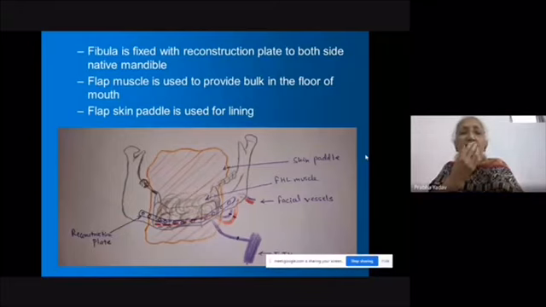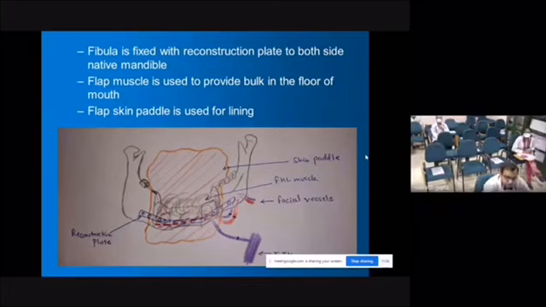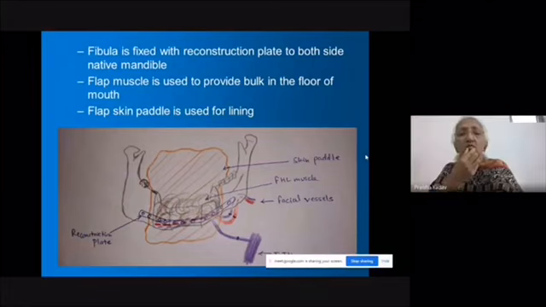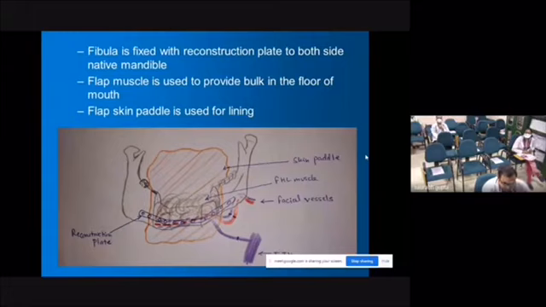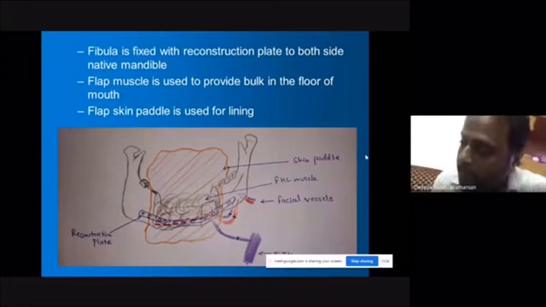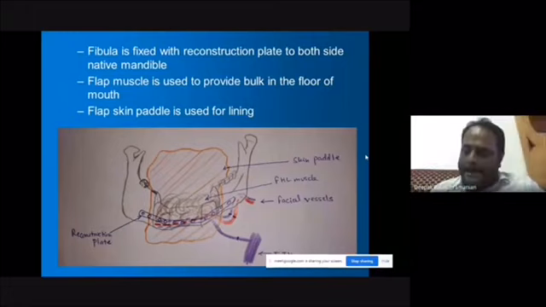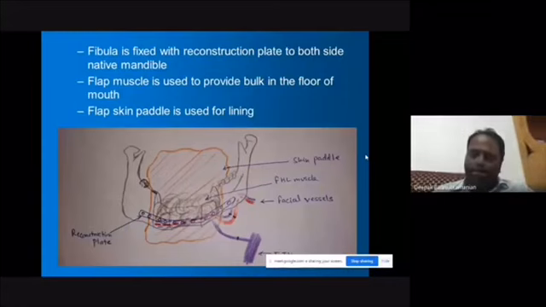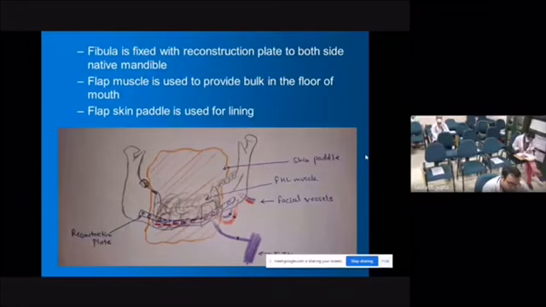What sort of fixation will you use? Fixation with the reconstruction plate, ma'am, around 2 to 2.5 mm width of screws and 8 mm or 10 mm length of screws. Titanium plate. So you use a locking plate or a non-locking plate on the fibula? Non-locking plate only.